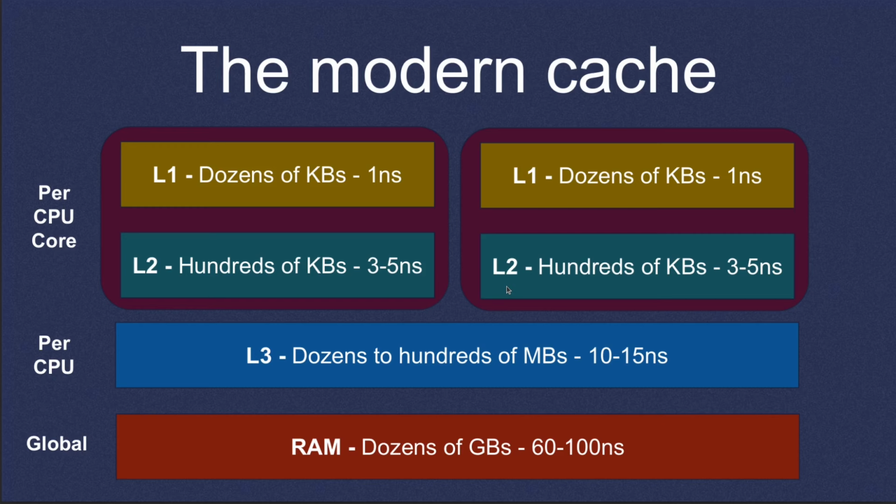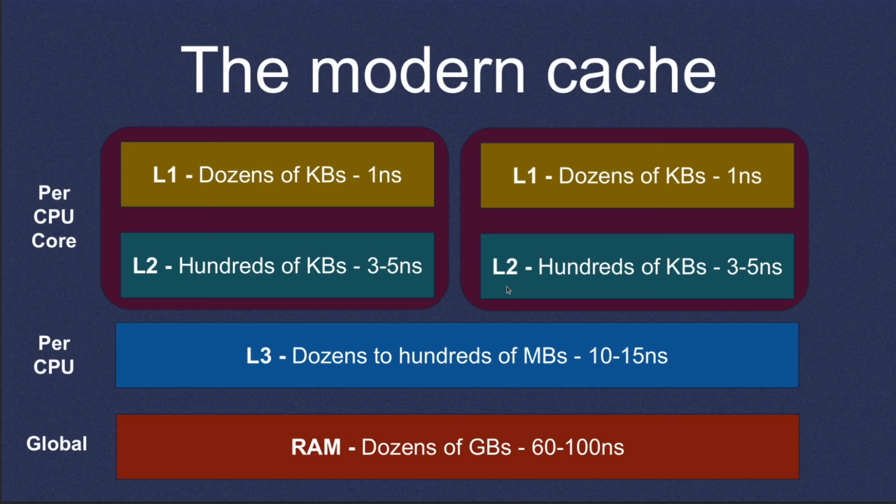You have systems that can have multiple CPUs installed. In this case, every CPU has L3 cache. The L3 cache is very large. It's dozens to hundreds of megabytes. High-end CPUs can have like 200 megabytes of cache. It's incredible. And it's much, much faster than the regular RAM, because it's right there in the CPU. Maybe taking 10 to 15 nanoseconds to access, which is much faster than the actual RAM.